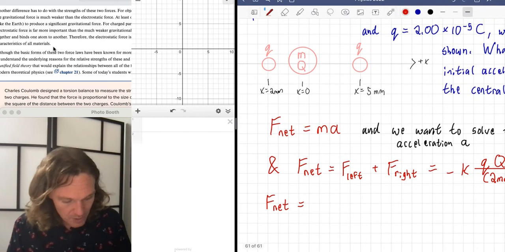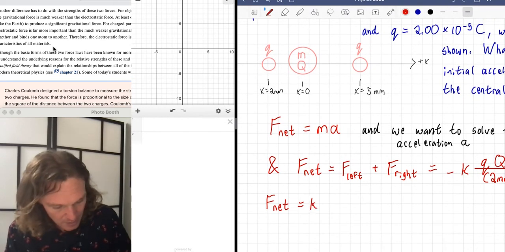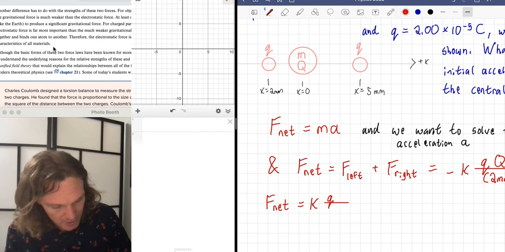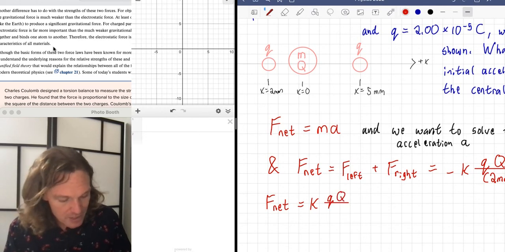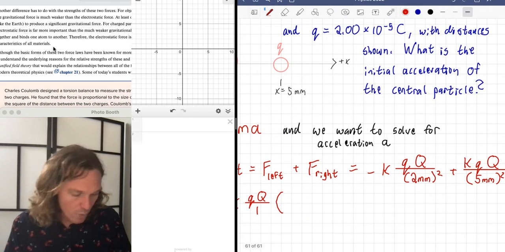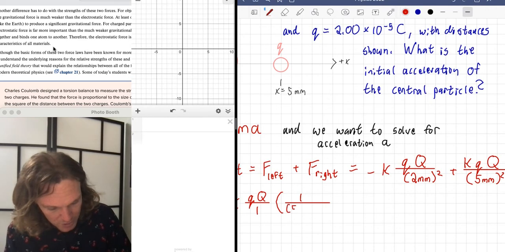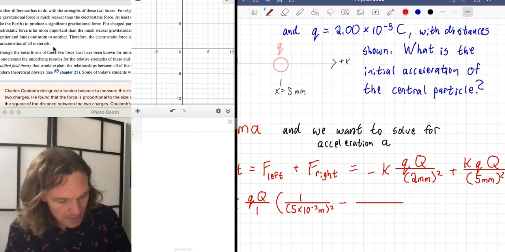So if we look at F net, we can factor out a k. We can also factor out the product of little q and big Q. Okay, so all that's left is just those two 1 over some distance squared values. So I'll put the positive 1 out in front. I'm pulling the 5 millimeters out in front, converting it over to meters, which is just 5 times 10 to the negative 3 meters, and squaring it. Then I'm going to subtract the other one. All right, now this is going to be the bigger one because we're dividing by a smaller number. Dividing by a smaller number gives you a bigger number.